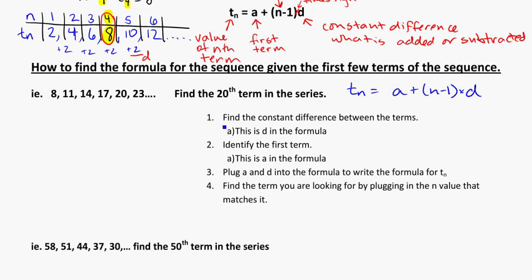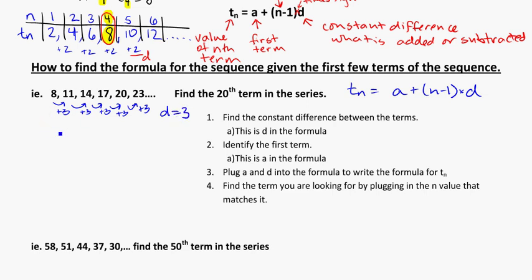So the first thing I'm going to look for is the constant difference between the terms to figure out what d is in the formula. So if I look here, that is plus 3, plus 3, plus 3, and it's the same the whole way through. So by definition, it's an arithmetic sequence, and I'm going to say then that d is equal to 3.